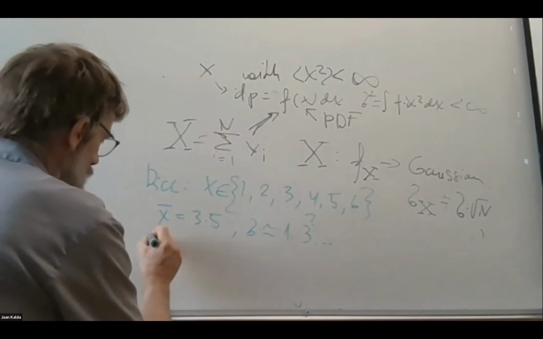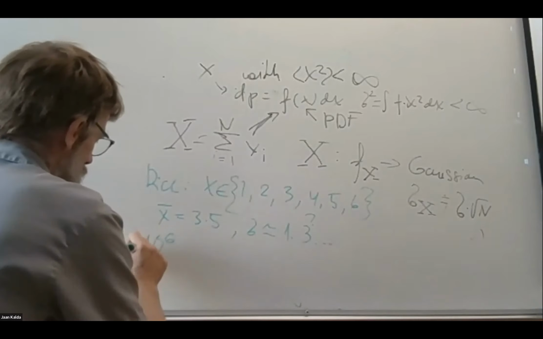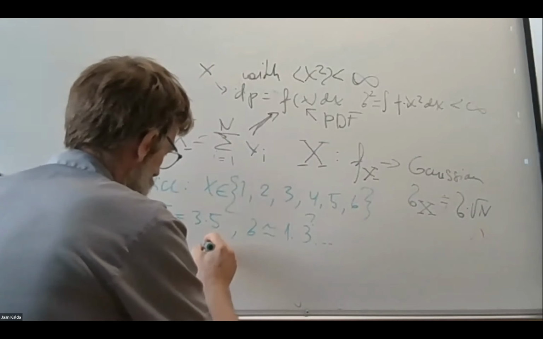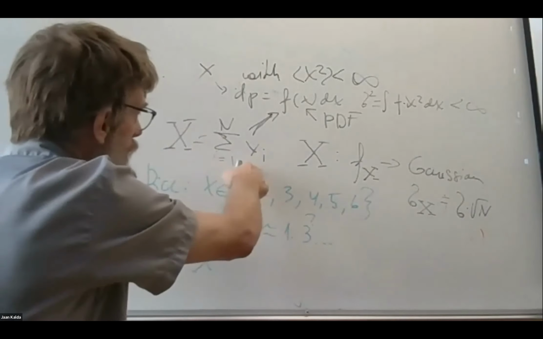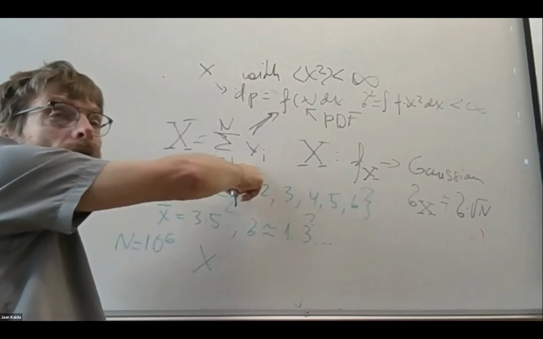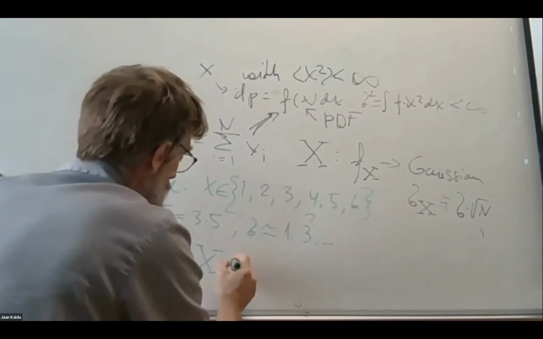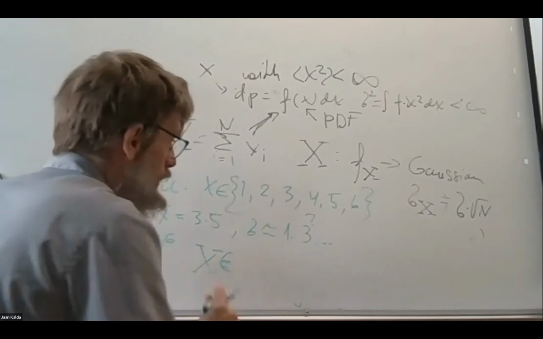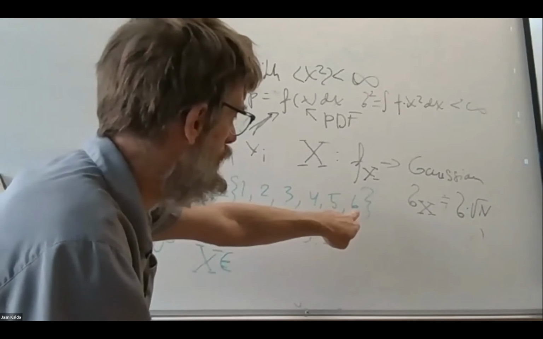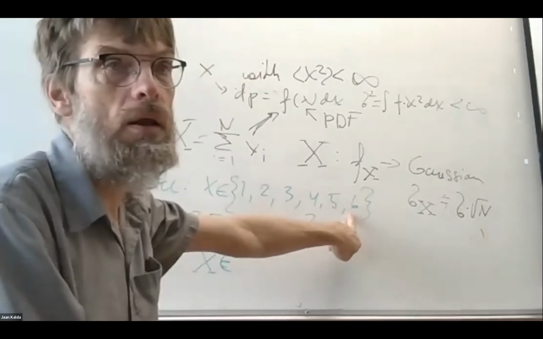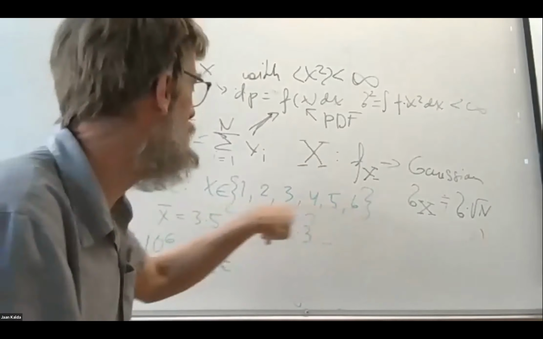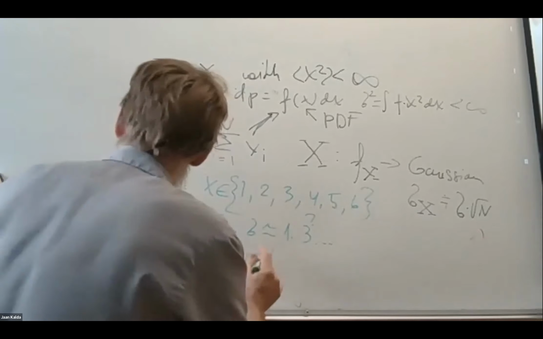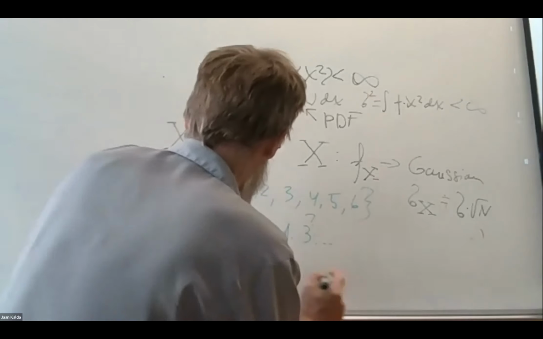And now you take 1 million, 10 to the 6, as n. So now you take our x capital, and here we took a sum, but it doesn't matter if I divide by n as well, so it is just normalized. So now it belongs to values from 1 to 6. You cannot obtain larger than 6 or smaller than 1, so it lies in this interval from 1 to 6.